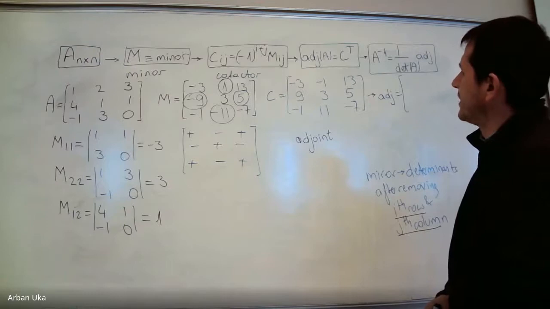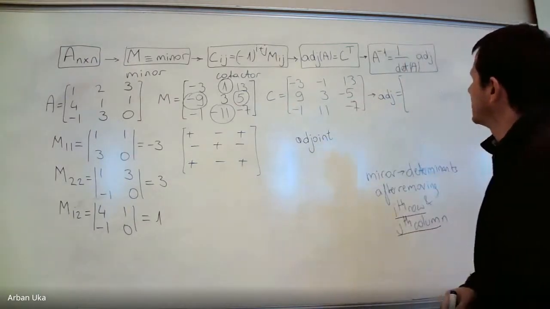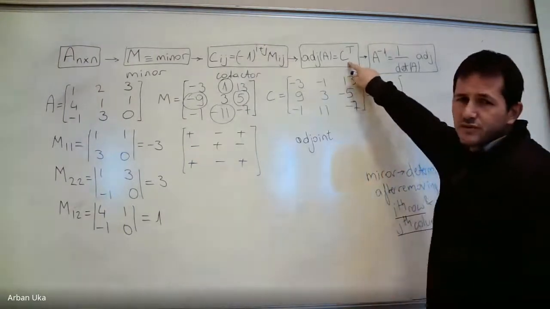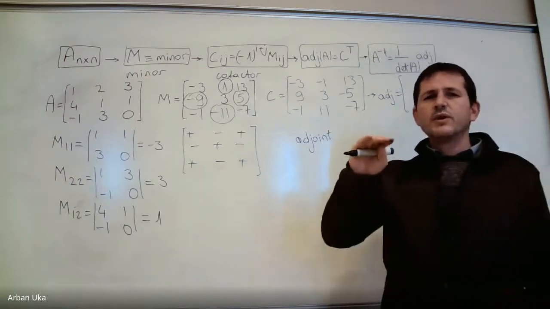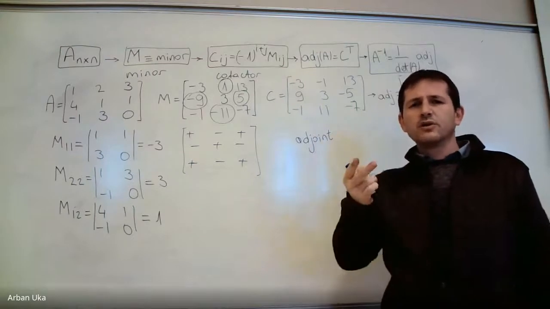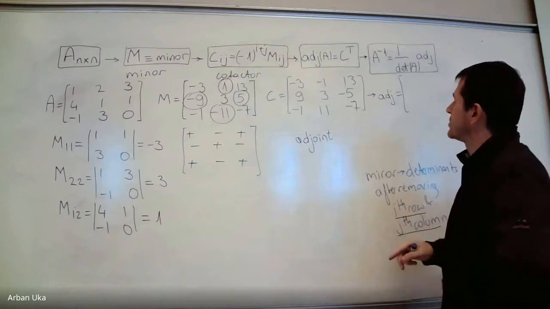Let's check. Yes, it's minus 5, so this one changes sign. Then the adjoint is equal to the transpose of C. Now, if it is a square matrix, the transpose is easy because we take the mirror reflection with respect to the diagonal. So in the transpose, diagonal terms don't change.